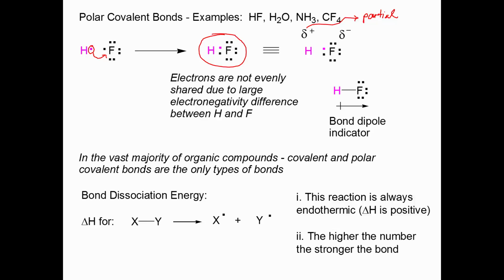This creates a bond dipole, which is notated by this symbol right here. The symbol that looks kind of like a positive charge. This is called the positive end of the dipole. And this end with the arrowhead is called the negative end.